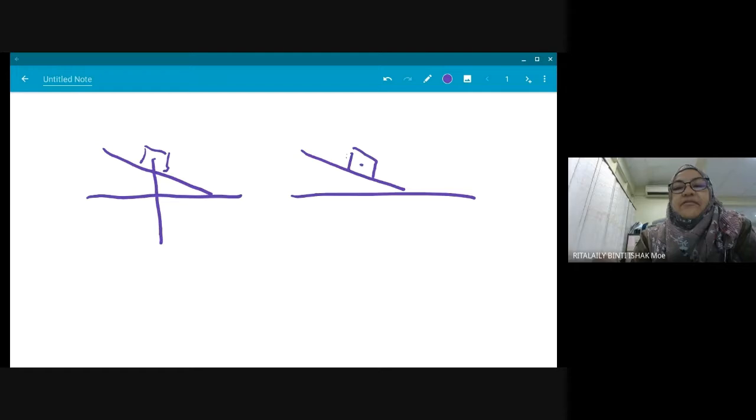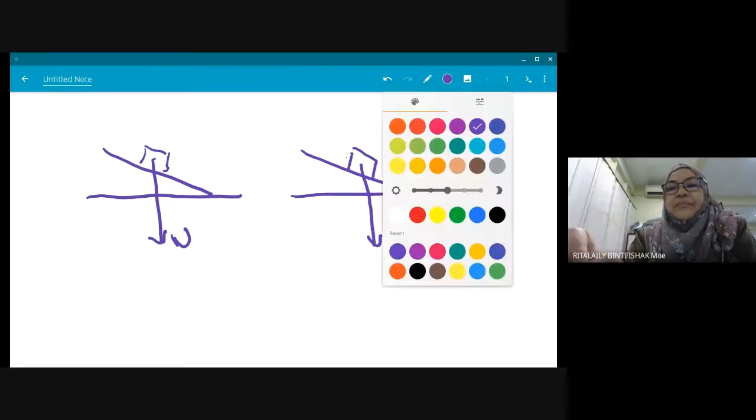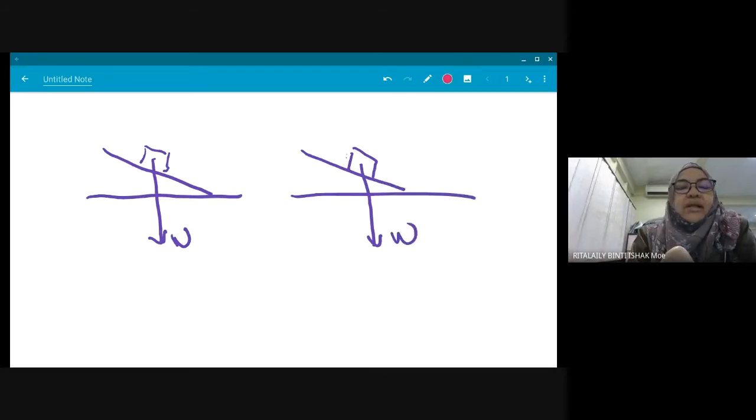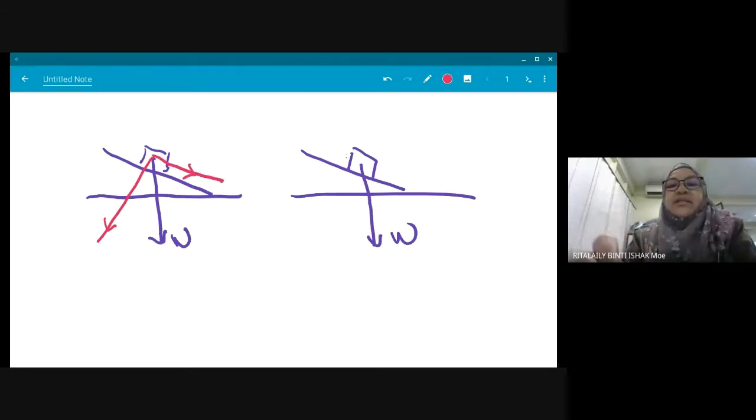So we have a force downward, which is the weight. This weight can be resolved into two components: one perpendicular to the inclined plane, and the other parallel to the inclined plane. This one is also the same.